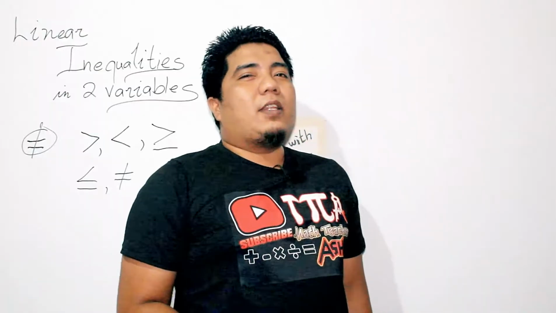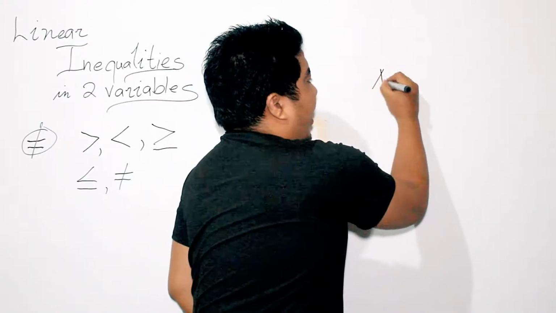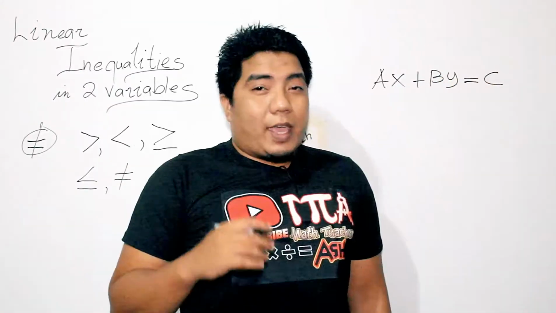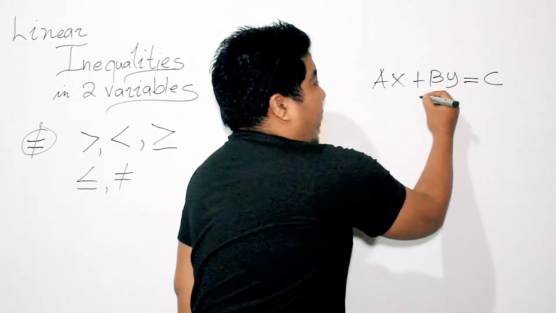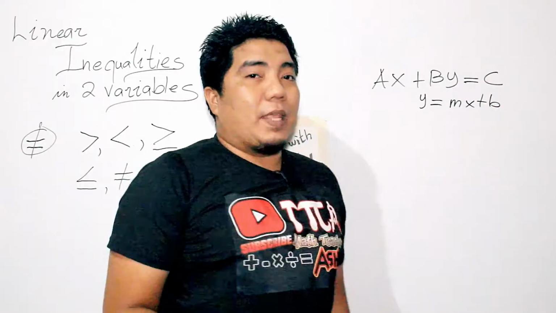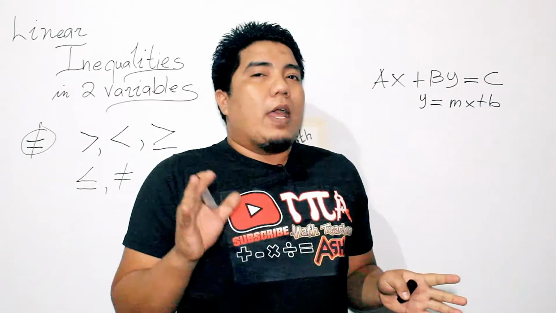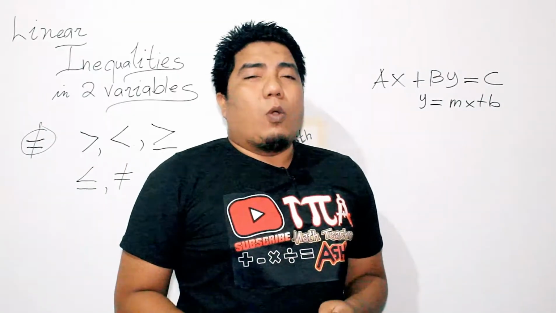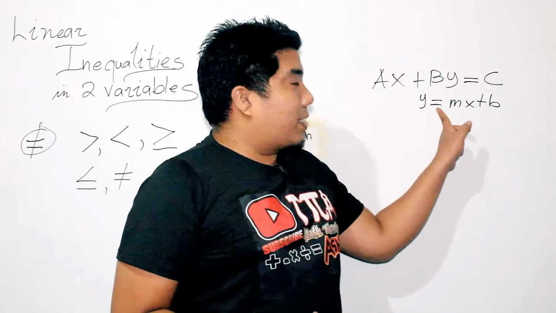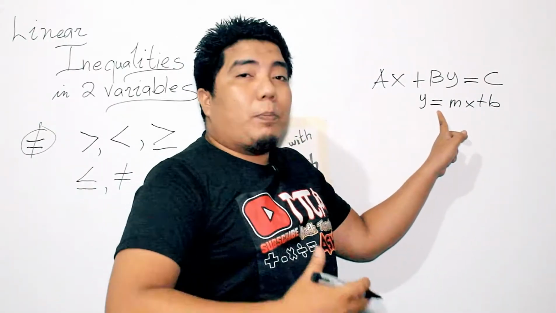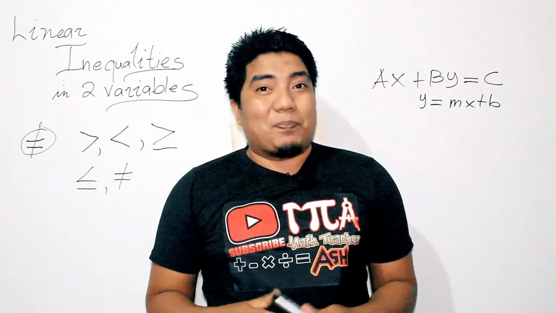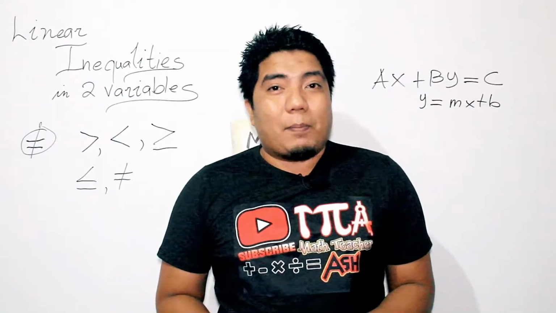We know that the standard form of linear equation is ax plus by is equal to c, and its slope-intercept form is represented as y is equal to mx plus b. That is for linear equation. Now, if we go to the part where it will become a linear inequality in two variables, this equal sign will be changed or will be replaced by any of these inequality symbols. Easy, right? Now, let's consider some examples.